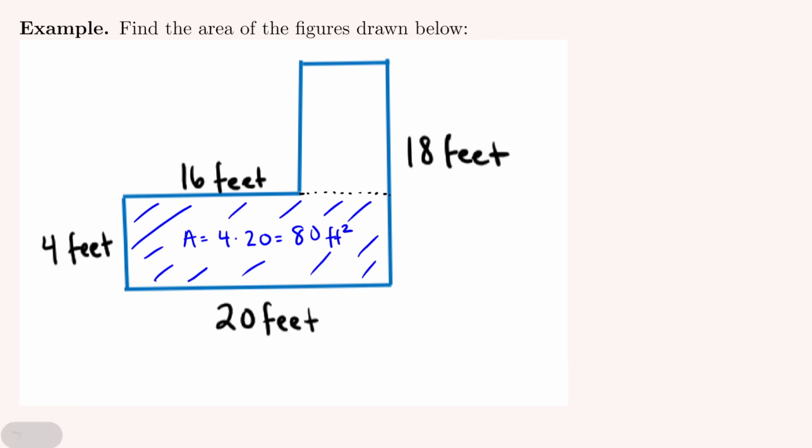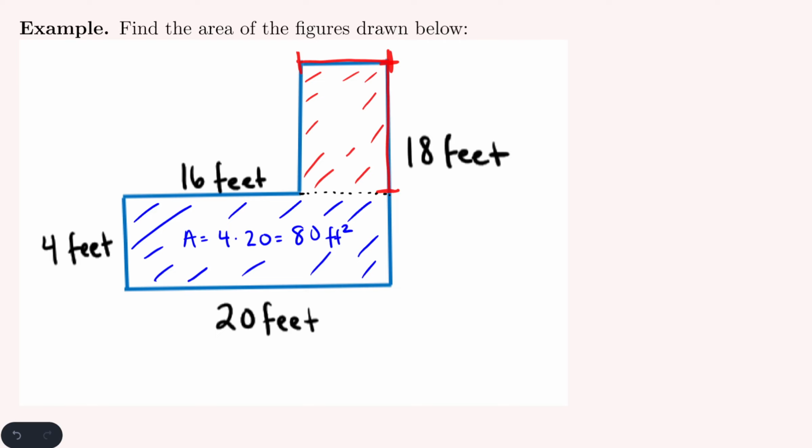Now to complete this problem, we need to find the area of the vertically oriented rectangle. However, before we can do that, we need to know what is the length of the rectangle and what is the width of the rectangle. Now we have all the information we need, we just need to put it together in the right way.